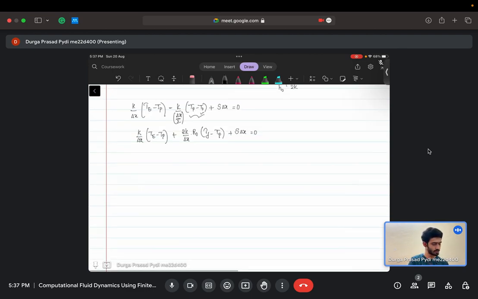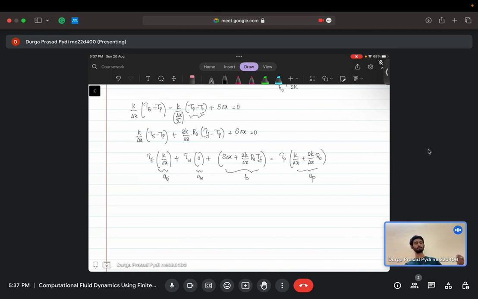Now if I group the terms, for the east I have k over delta x. It is on the west boundary, so I won't have any coefficient for the west temperature, that is 0. Then I have a constant term S delta x, and there is a contribution from the boundary, that is 2k by delta x into R0 into Tf. If I group terms for Tp, I have k over delta x coming from the east flux and one term coming from the west flux, that is 2k by delta x into R0. So this is my east one, this is my west, this is my B term, and this is my AP term.